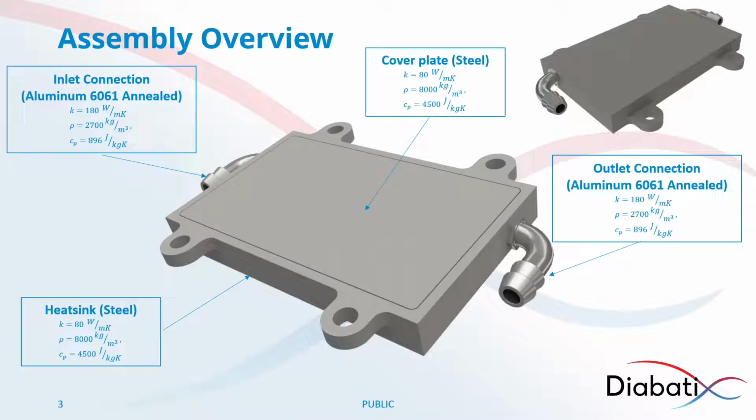As you can see here, the cover plate and the heatsink are made out of steel with a conductivity of 80 watt per meter Kelvin, and the inlet and outlet connections are made out of aluminum with a conductivity of 180 watt per meter Kelvin. So this is about the case. Let's have a look at what input we need to give for the generative design run.